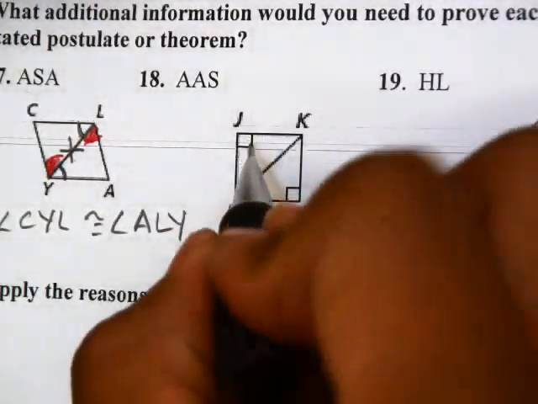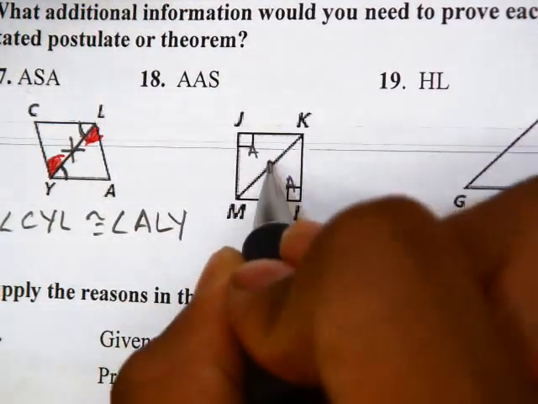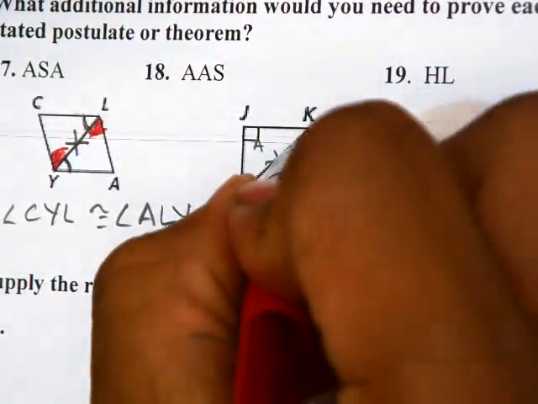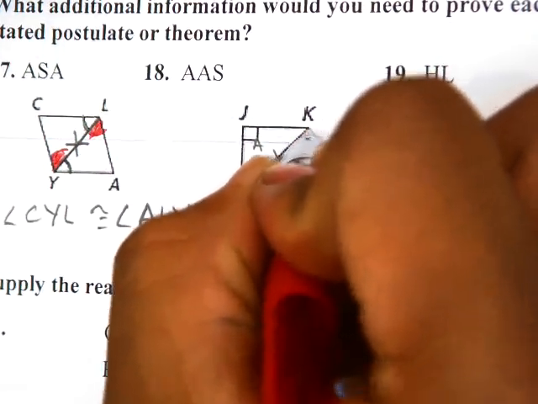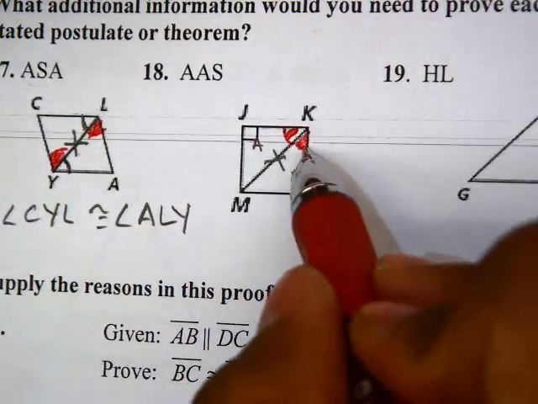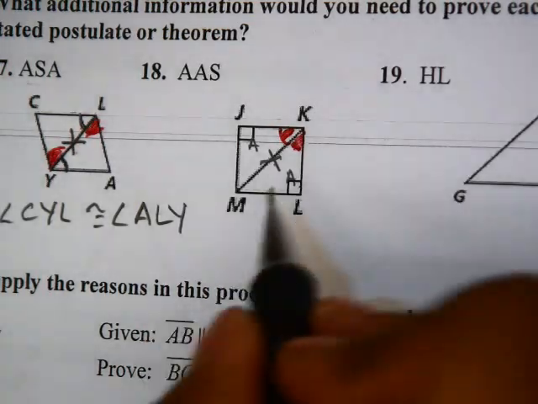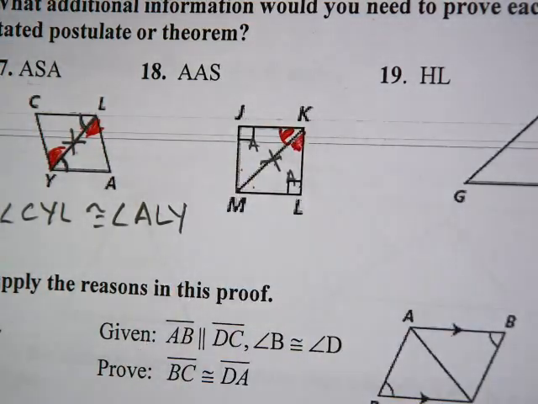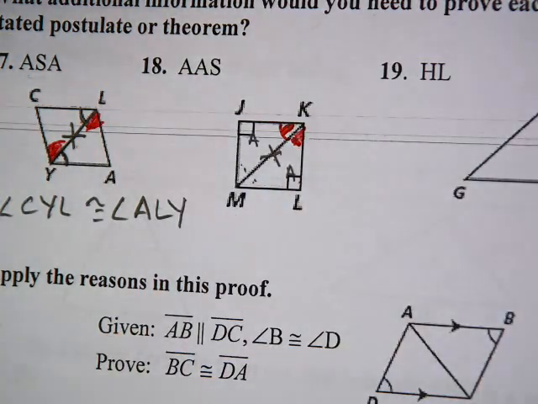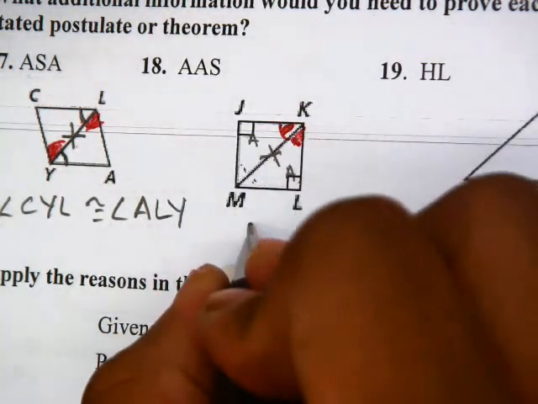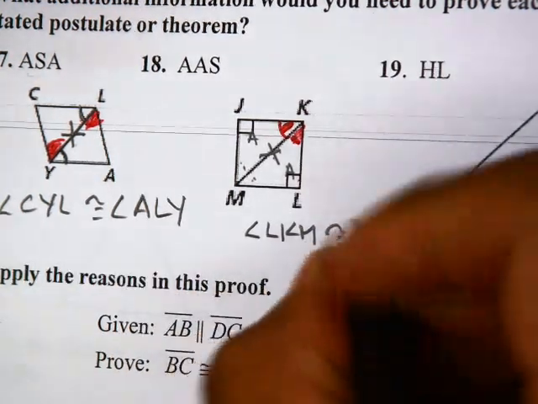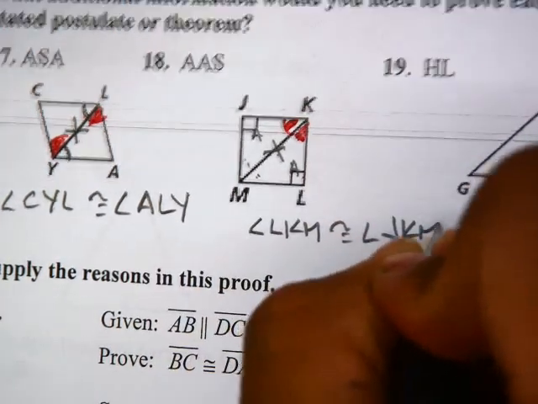Again, same thing for AAS. I have a pair of angles here and this side. So basically I can have any other angles, it doesn't matter. I can have angles here and here, and that will give me angle, angle, side. I could have used angles here, and that would have done the same, or angles here and here, or angles there and there, it would have done the same. It doesn't matter as long as you name angles. LKM is the one I chose. JKM for that.